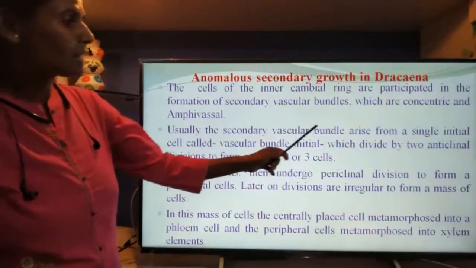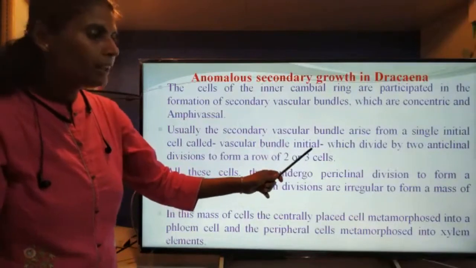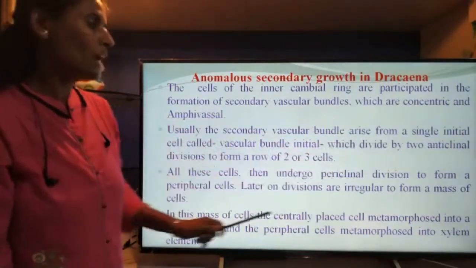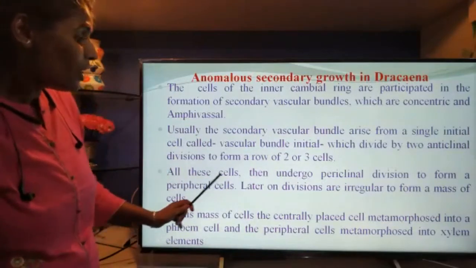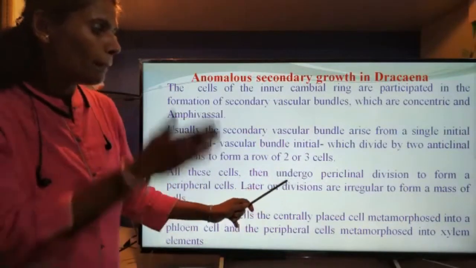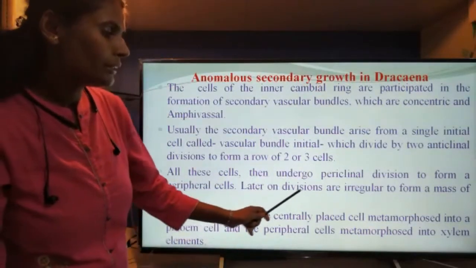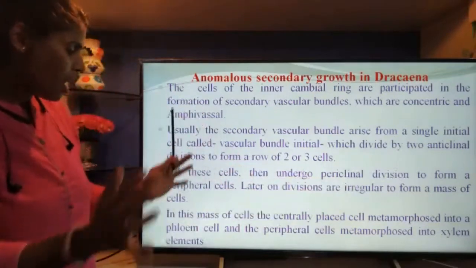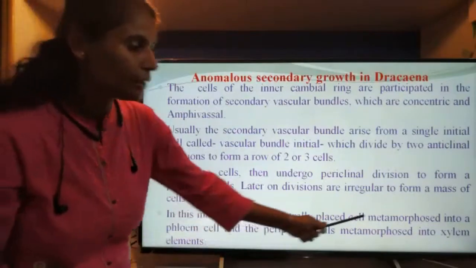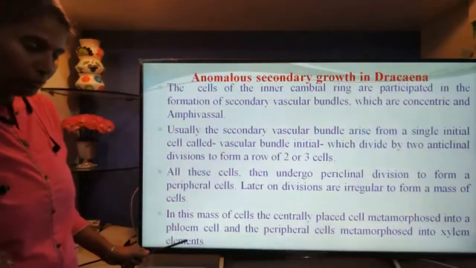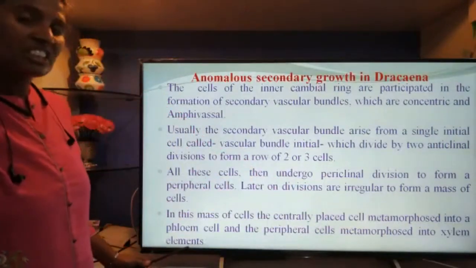Usually, the secondary vascular bundle arises from a single initial cell called vascular bundle initial, which divides by two anticlinal divisions to form 2 or 3 cells. All these cells then undergo a periclinal division to form peripheral cells. Later on, divisions are irregular to form a mass of cells. In this mass of cells, the centrally placed cells metamorphose into the phloem tissue, whereas the peripheral cells metamorphose into the xylem elements.